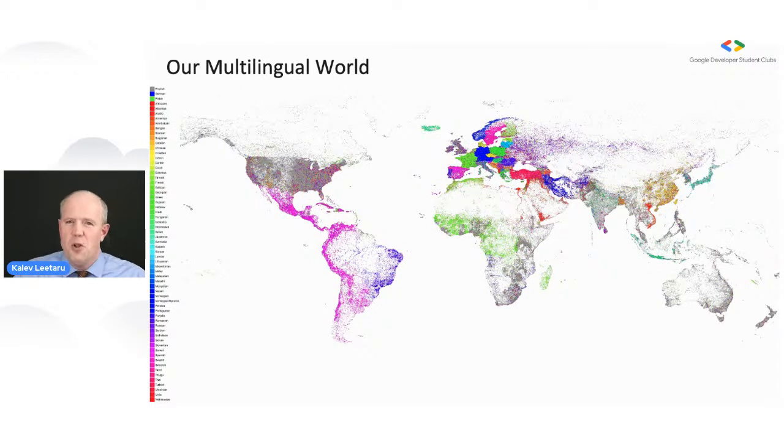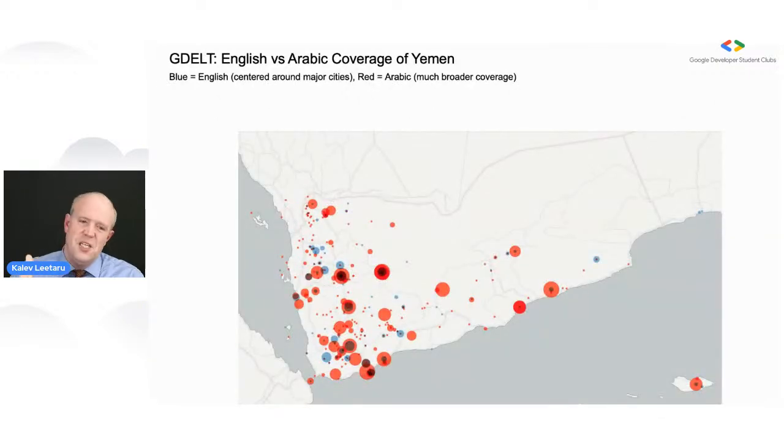So again, this power of looking across the world. And this actually just shows an example. This was Yemen a couple of years ago. And you can see blue is what you saw in the English language press. Red is what you saw in the Arabic language press.